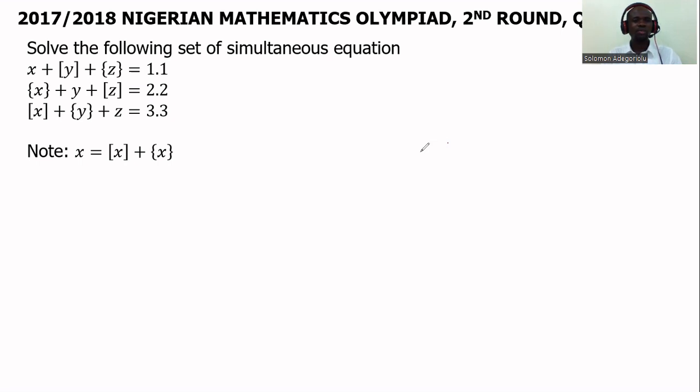Today we'll be looking at the 2017-2018 Nigerian Mathematics Olympiad second round. Question number 1. This is basically for the junior category.